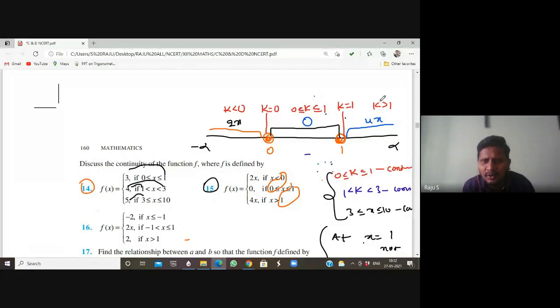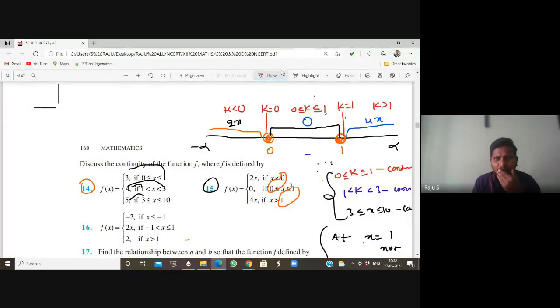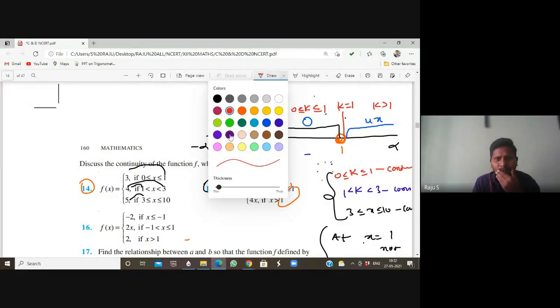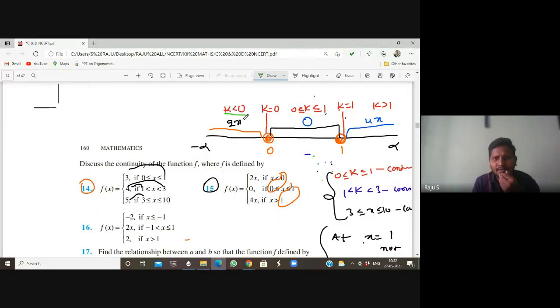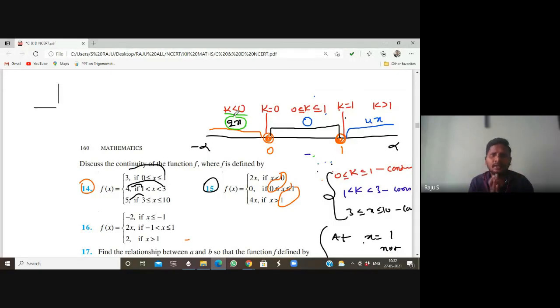Is it difficult to write all these cases? Okay, I will tell you here itself. So please concentrate here. K lesser than 0, what is the function? 2x, right? 2x is a polynomial. Is it continuous or not? From minus infinity till 0, polynomial, continuous. So for k lesser than 0, the function is continuous.